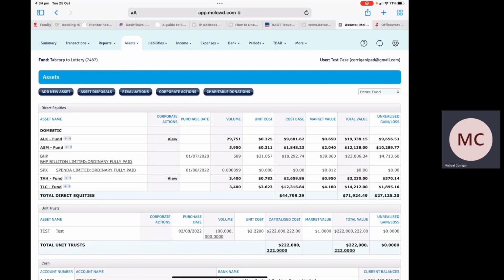What I'm going to show you today is how to deal with the BHP Woodside Energy demerger. Unfortunately, in this case, there's no tax ruling, but what happens is that there's a franked dividend paid by BHP, which then purchased the shares for Woodside.